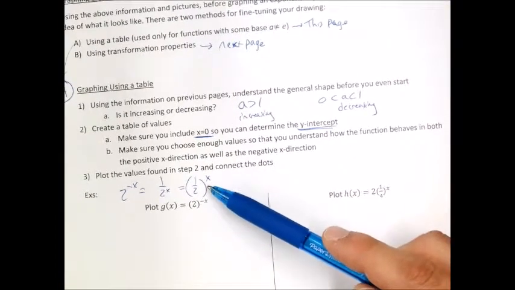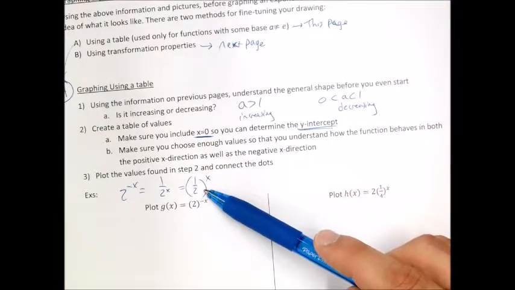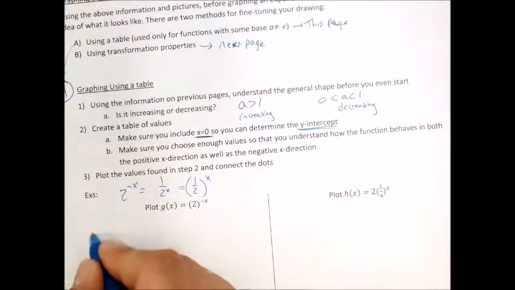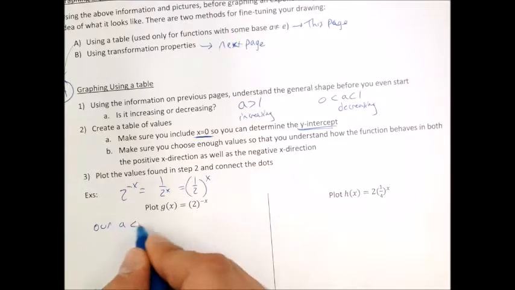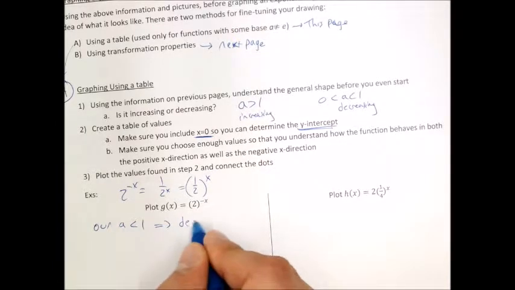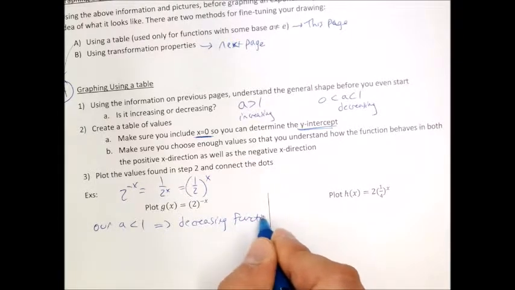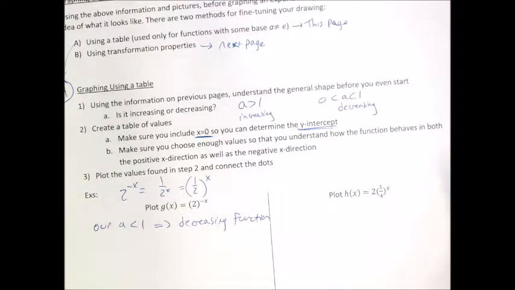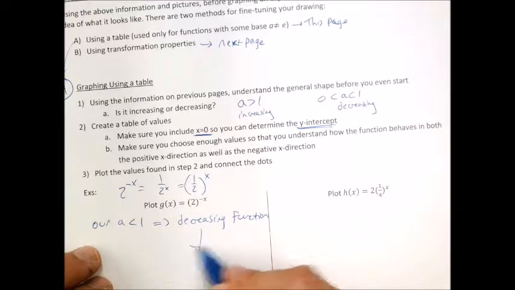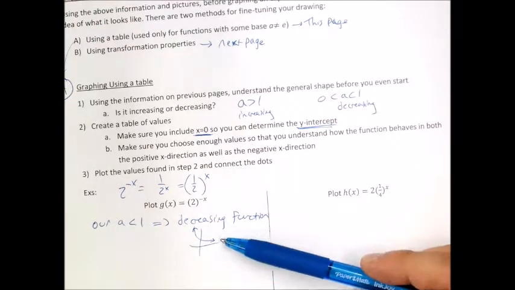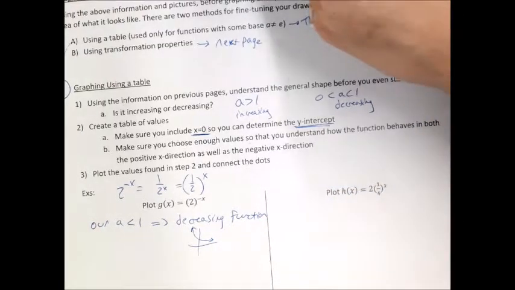And so when you rewrite it like this, it's easy to see that it's going to be a decreasing function, right? So the base is less than 1. And so we already know that we're going to draw a decreasing function. Right, we already know before we do anything it's going to look something like this. And so let's just fine-tune it a little bit and get a couple nicer points on there.